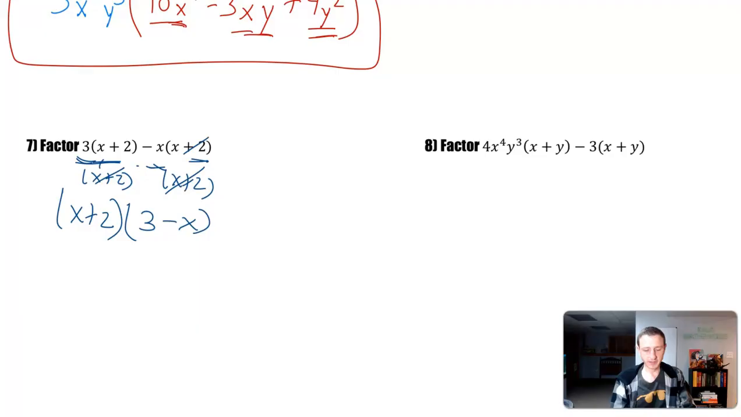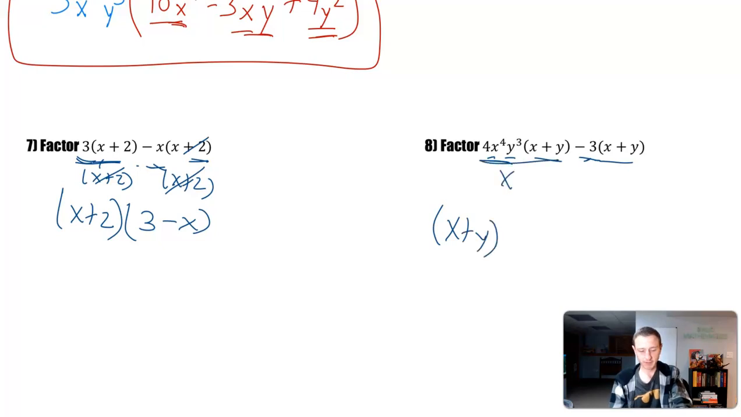And then number 8, we have the factor of x plus y. And then I don't have anything else here. Don't just look at that factor of x plus y and say that's what I'm factoring out. Just double check everything else. I have a 4x to the 4th, y to the 3rd. I just have a minus 3. 3 doesn't go into 4. I don't have any variables. So I'm going to take out the x plus y.